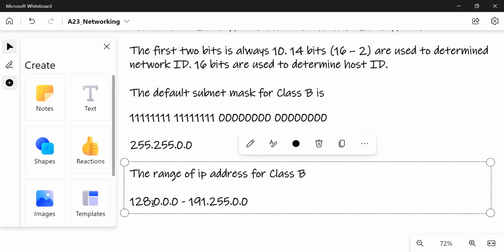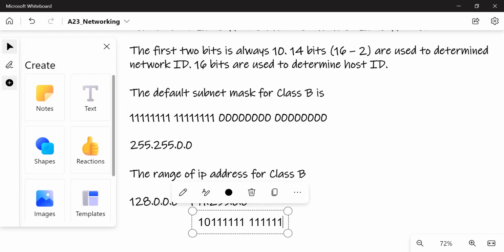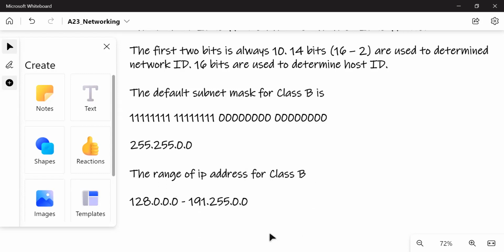If you're wondering how we got 191, what we had was 1, 0. The maximum is the remaining 6 should be ones, and then the remaining also will be 1. And when you convert it to decimal, this will be 191.